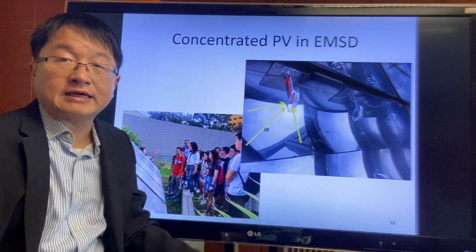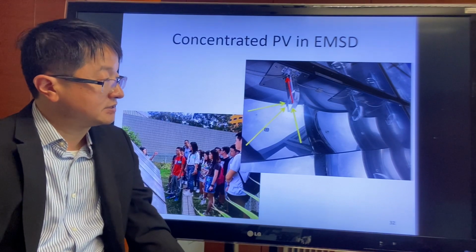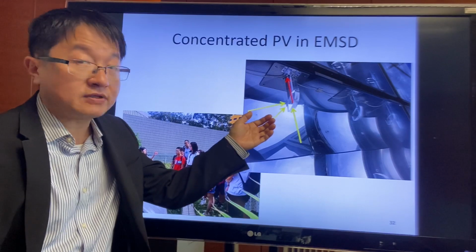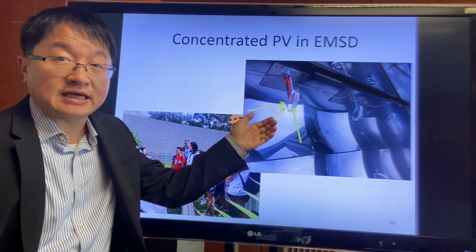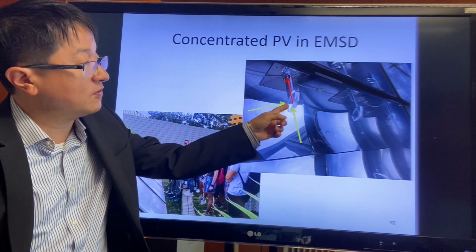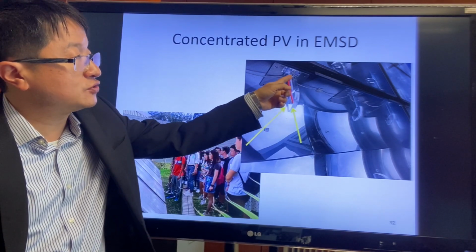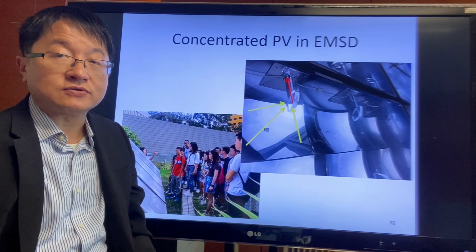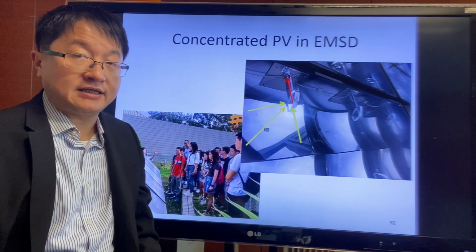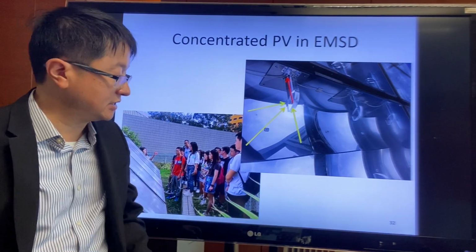For example, in the headquarters of EMSD, the Electrical and Mechanical Service Department, you can see this type of concentrated PV panel, where there's a concave mirror that reflects the sunlight to a particular focal point. And in this focal point, there is a fiber optic guide that will redirect this sunlight to the silicon, so that more sunlight can be focused on these silicons. And in other words, a smaller piece of silicons can harvest more solar energy.